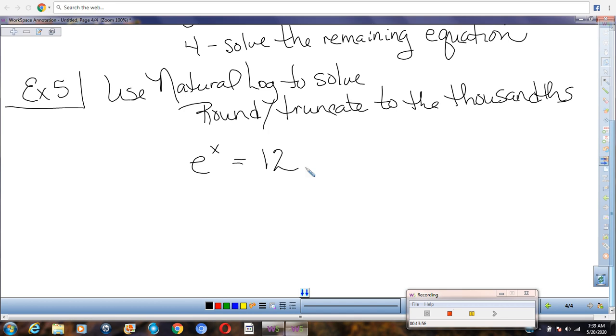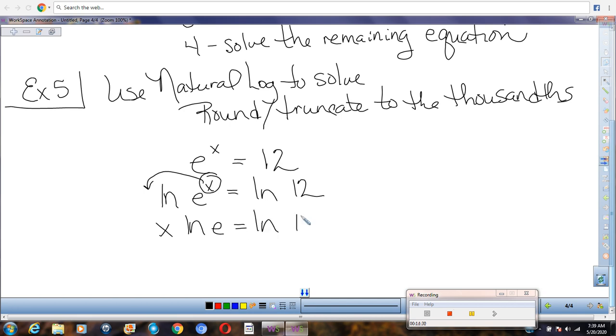All right, so e to the x is already by itself. So what we're going to do is put the natural log in front of both sides. Now on this side, the x goes out in front. So we have x times the natural log of e equals the natural log of 12. And the natural log of e equals 1, so x times 1 is still x. On this side, you can leave it as the natural log of 12, or type it in your calculator, round or truncate to 3 decimal places, and we get 2.485.